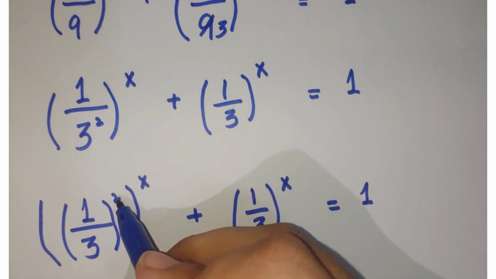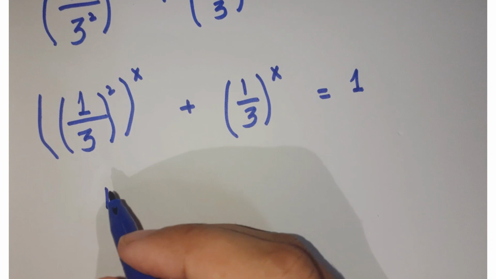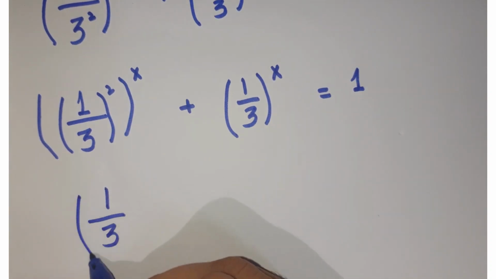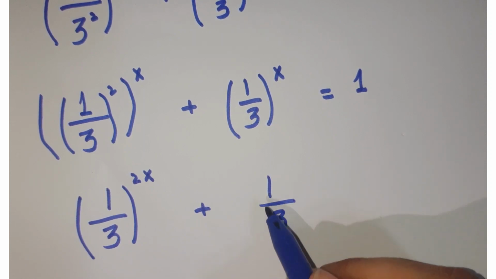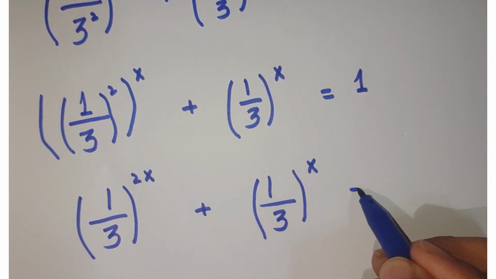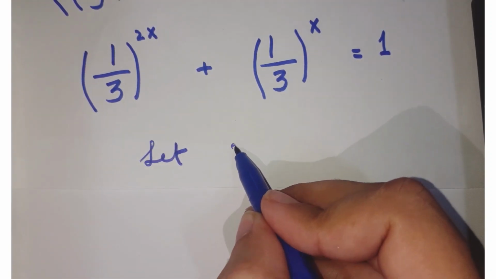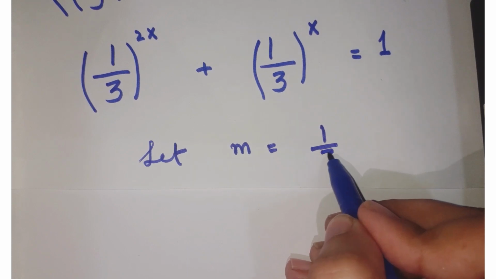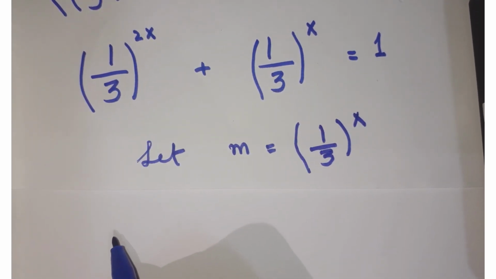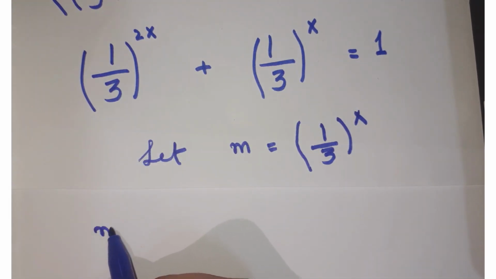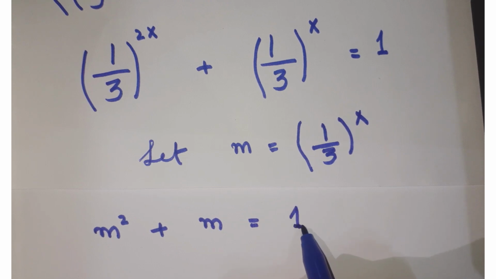Now as you can see that these two exponents get multiplied, so you can write it as 1 upon 3 whole to the power 2x plus 1 upon 3 whole to the power x is equal to 1. Now let's assume that m is equal to 1 upon 3 whole to the power x. Now just replace it in the equation. So you get here m square plus m is equal to 1.